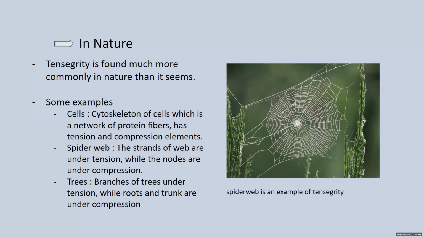So in nature, tensegrity is found much more commonly than it seems. Some examples are cells, spiderweb, and trees. And here, spiderweb is a perfect example because the strands of the web are under tension while the center part is under compression. And this is what gives it strength.